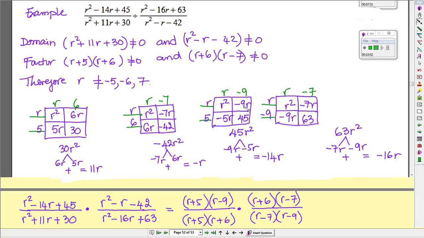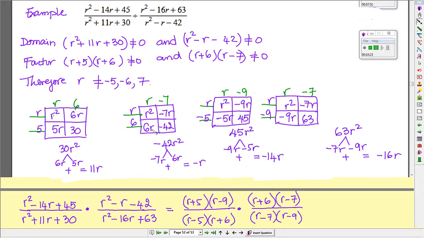So let's look at the next box here. Let's check to make sure. So r times r is r squared, r times negative 9 is negative 9r, 5 times r is 5r, but we have negative 5, so I have to put a negative here. So I'm going to go back and fix this so that it becomes a subtraction. Negative 5 times negative 9 will be 45. So that's good.